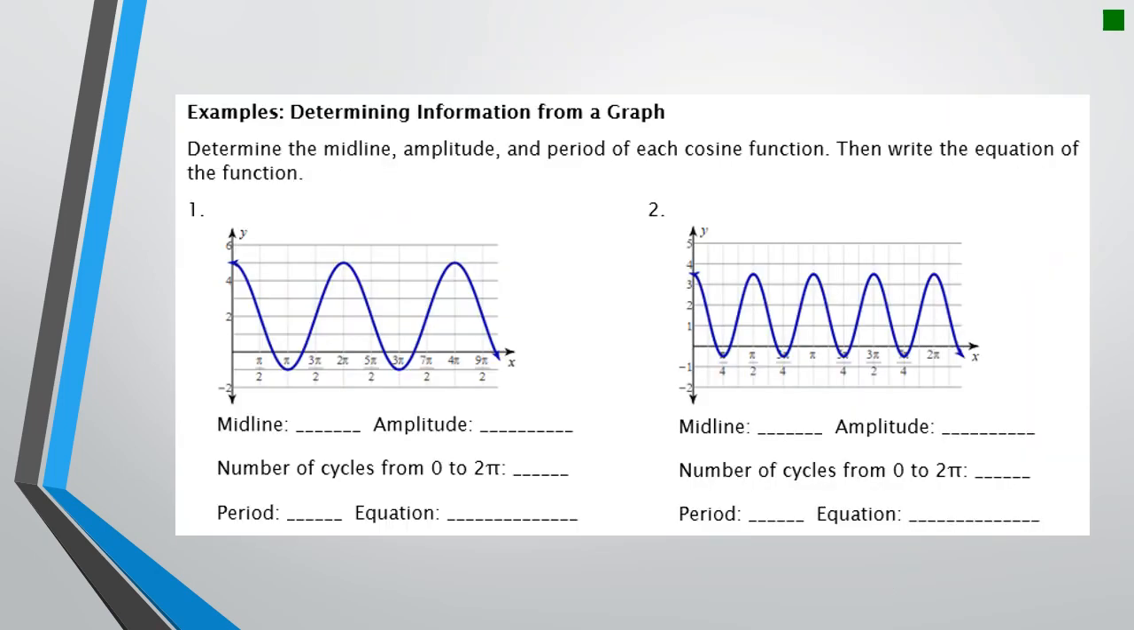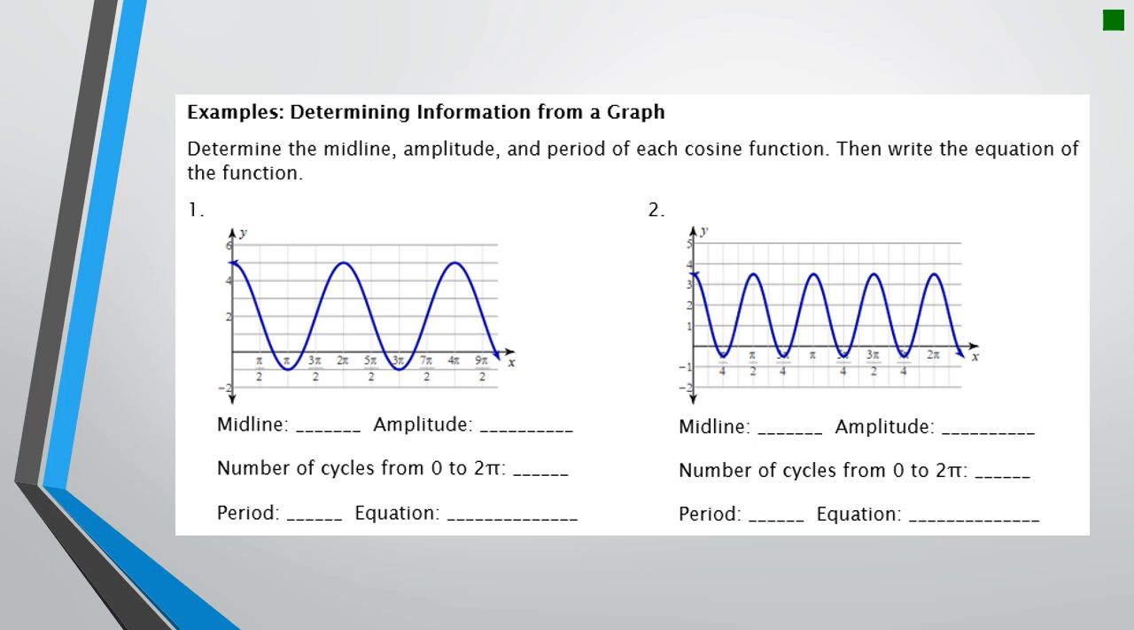Now we're going to determine some information just by looking at a graph. So the first thing we need to do is find midline and amplitude. And those two things, sometimes you can just look at the graph and see it. Sometimes you want to use the equation. So I'm going to show you for number 1 how you can just look at it. And number 2 is a little bit trickier, so I'll show you the equations on that one.